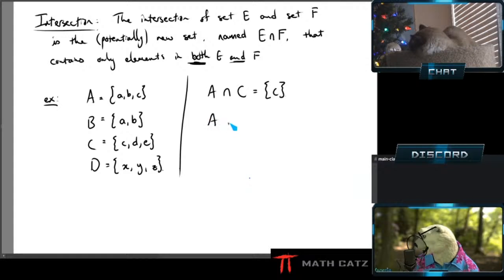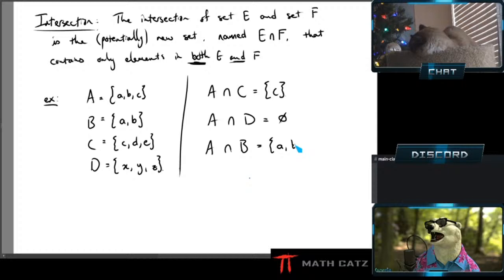If we look at A intersection D, it's what they have in common. They don't have anything in common. There's nothing in the empty set. A intersection B, what they have in common are the elements a and little b.